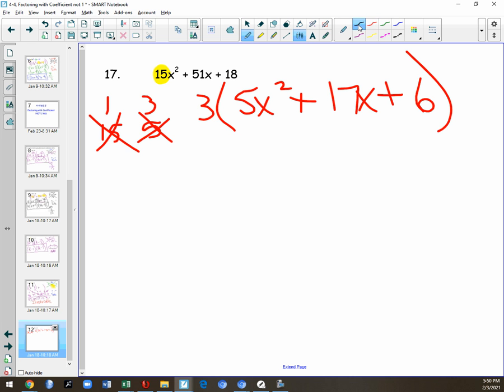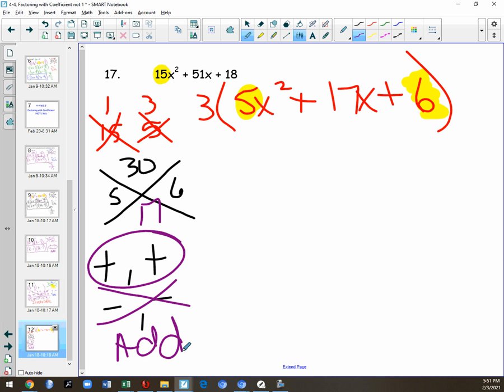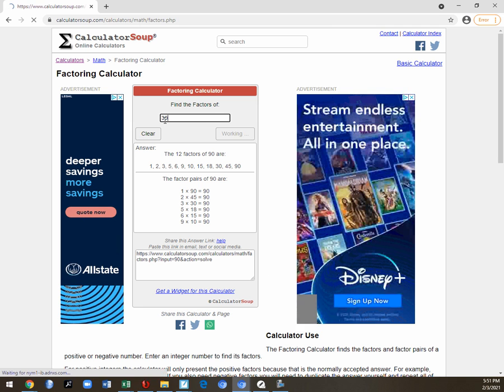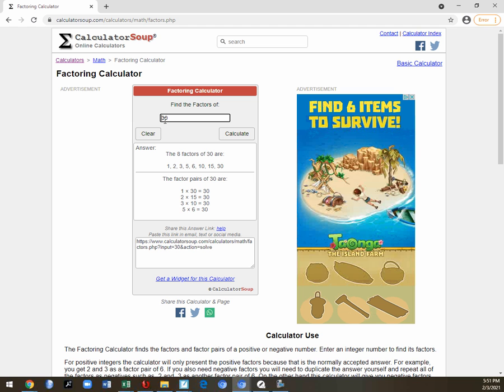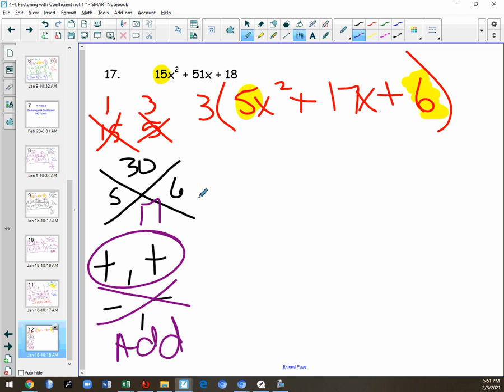Now, with that being said, I draw my x. I'm going to now use this a, which is 5, with this c, which is 6. And that's going to give me a positive 30. Positive means plus, plus, or minus, minus. I look to my middle sign, which is going to be a positive 17, which means I'm going to add factors of 30 to get to 17. So let's put the number 30 right here in the factor finder. I'm going to add the numbers to get to 17. Well, that would be 2 and 15. 2 and 15 will give you 17.